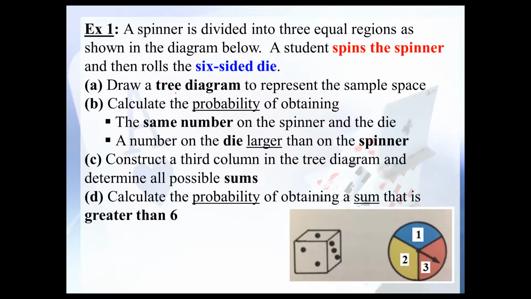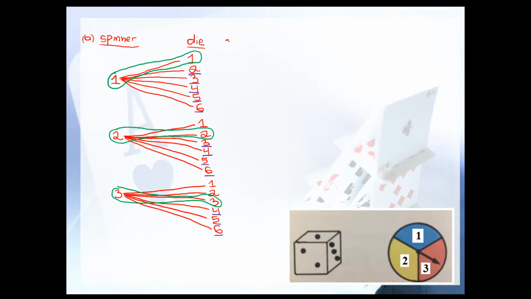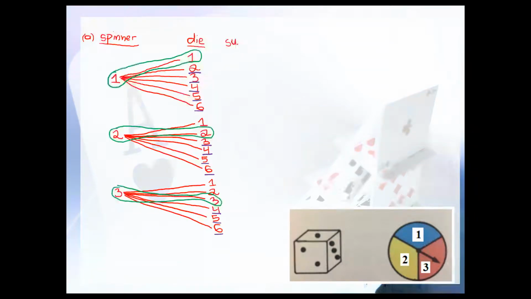Okay. Now, this is where it starts to get a bit weird. So it says, construct a 3rd column in the tree diagram and determine all possible sums. Okay, so we're going to go back to the tree diagram now, and I'm going to make a 3rd column. This 3rd column, I'm going to say, is going to be the sum of the numbers. Okay, the sum of the numbers just means take the number on the spinner and add it to the number on the die. Okay, so 1 plus 1 would be a sum of 2. 1 plus 2 would be a sum of 3.